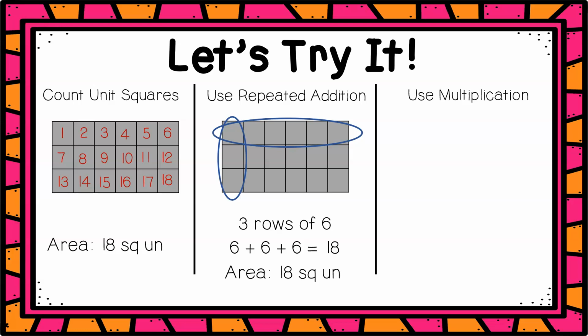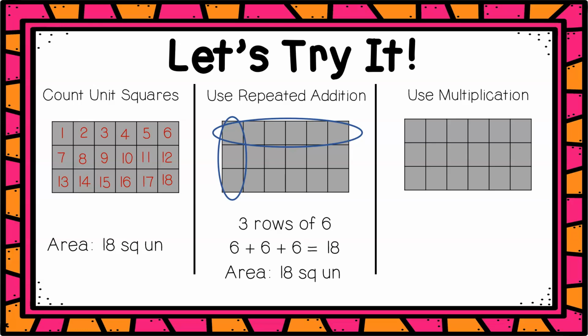Now we are going to practice the last strategy, which is using multiplication. This one will be pretty easy because we know all about arrays and multiplication already. Let's look at that figure again. We can see that we have 3 rows down and 6 in each row. That means we can set up the multiplication problem 3 times 6. We know that 3 times 6 is 18, so the area is 18 square units.